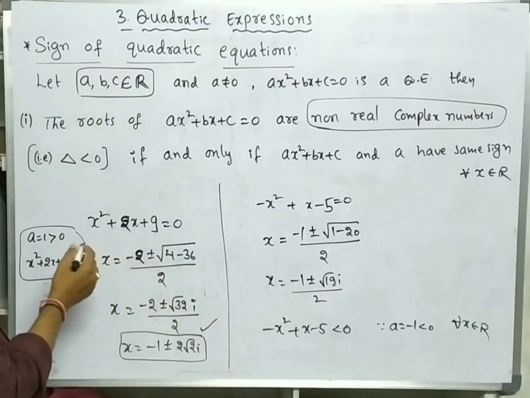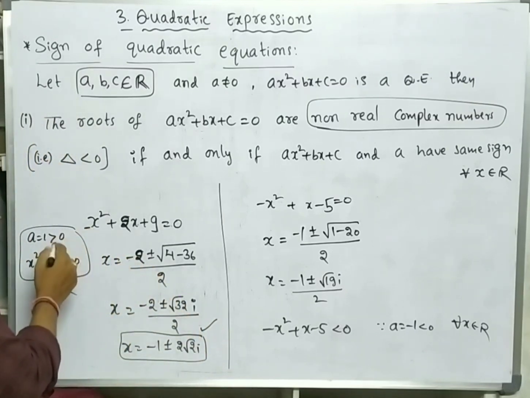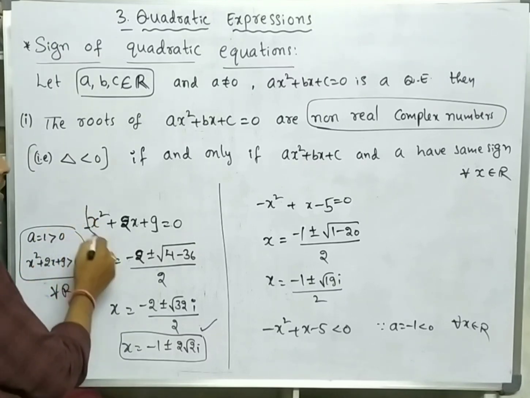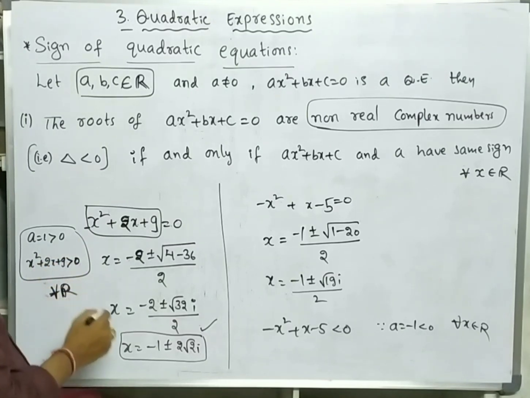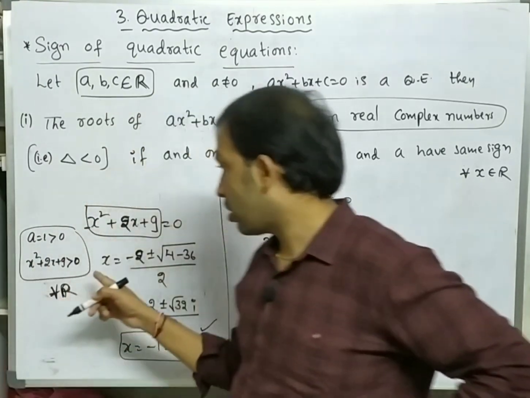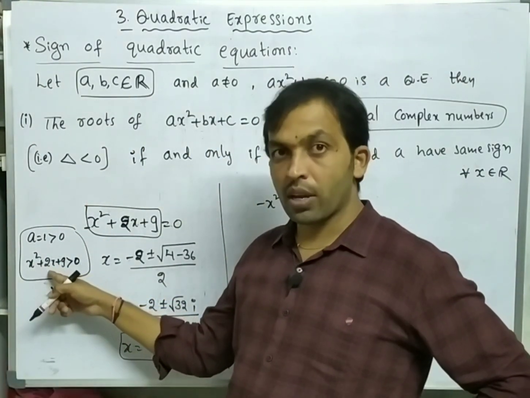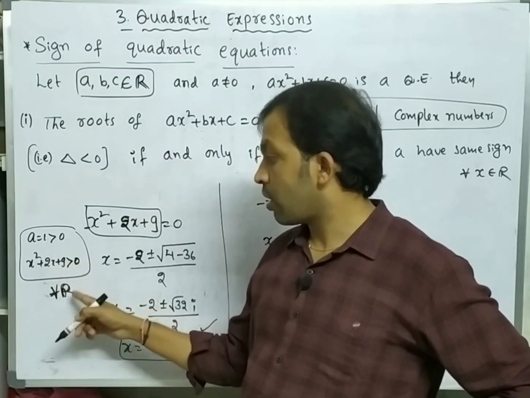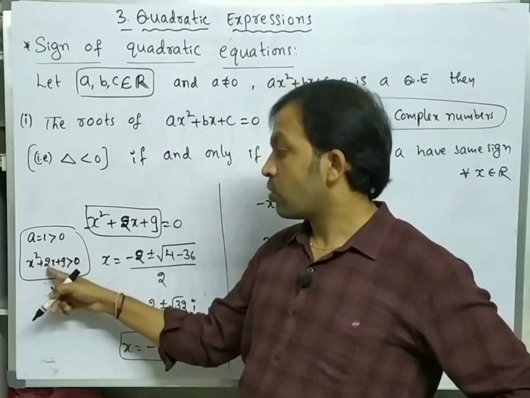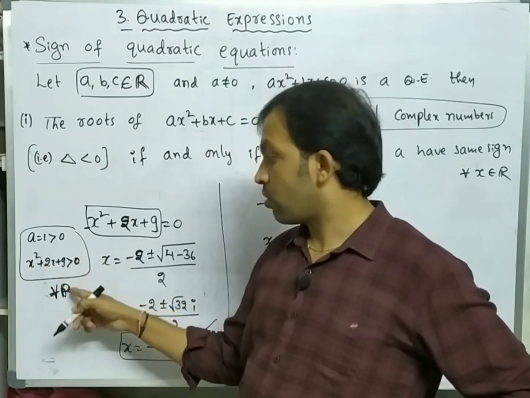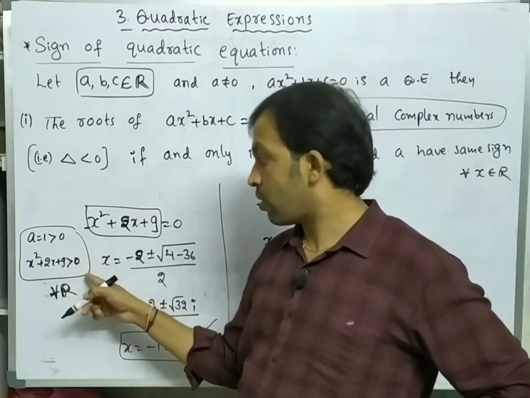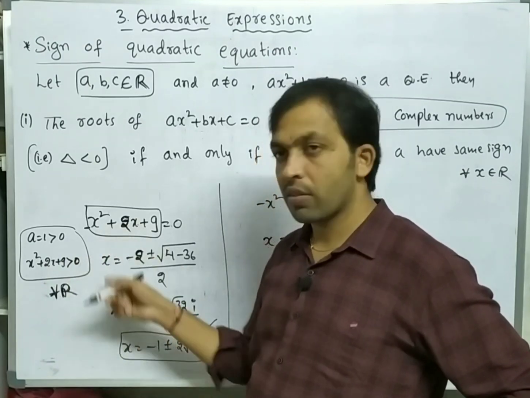So here observe, a is equal to the coefficient of x square, a is equal to 1, which is positive, then automatically the sign of quadratic expression is also positive for every real number. If we substitute any real number, the sign of this quadratic expression is always positive. For example, substitute 1: 1 square plus 2 into 1 plus 9 is 12, that is 12, positive. If we substitute negative also, you will get positive. Okay, so in this case we will get like that.